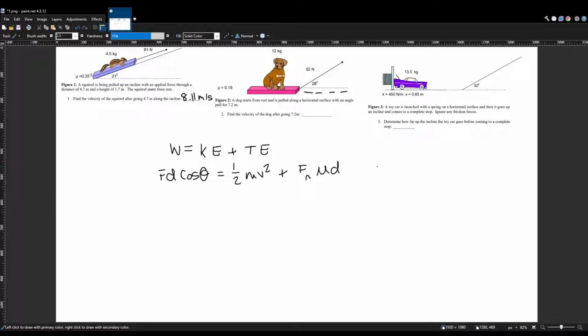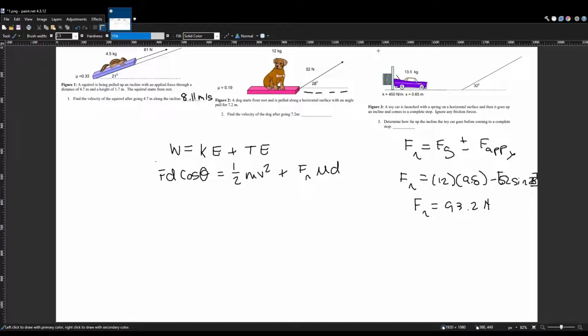For force normal, because this is an angle pull, force normal is going to be equal to force of gravity plus or minus the force applied in the y direction. So in this case, force normal is going to equal mg, of course, for gravity, 12 times 9.8 minus the force applied in the y direction. So here, that's just going to be 52 sine of 28. Make sure we're in degrees here. When we solve this, we're going to get about 93.2 newtons. So force normal is equal to just about 93.2 newtons.